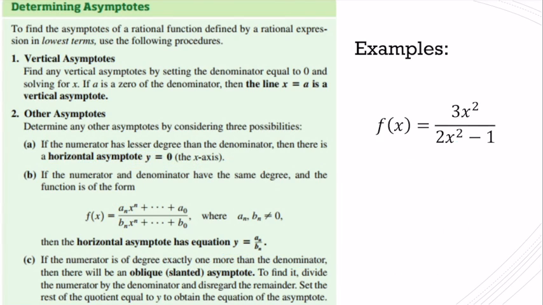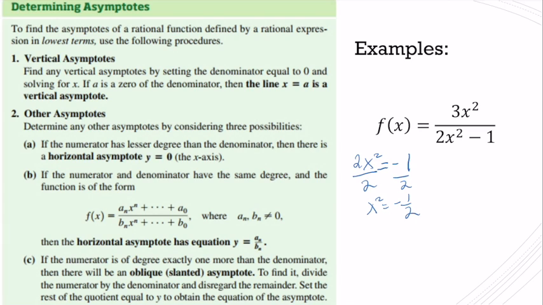Okay, example 2. I have 3x squared over 2x squared minus 1, and I want to find my vertical asymptotes. So what I need to do is set my denominator equal to 0. So I have 2x squared equals negative 1. I'm going to go ahead and divide both sides by 2, so I get x squared equals negative 1/2.